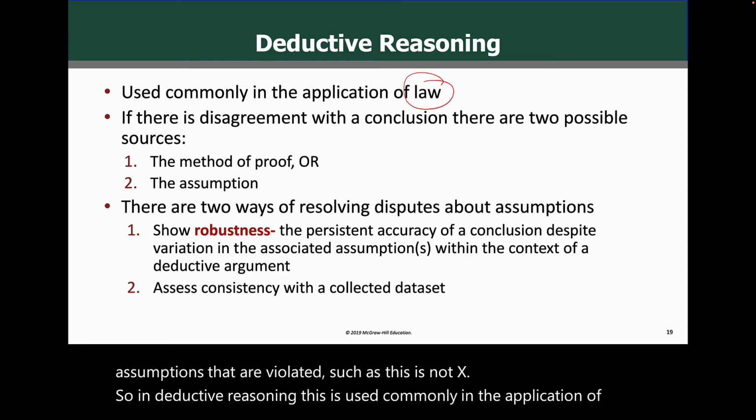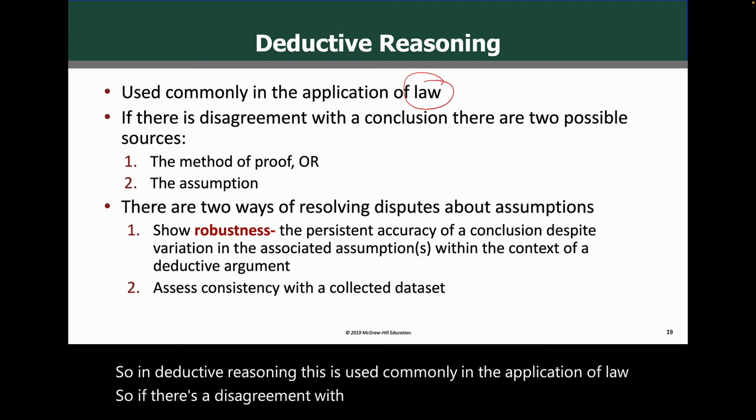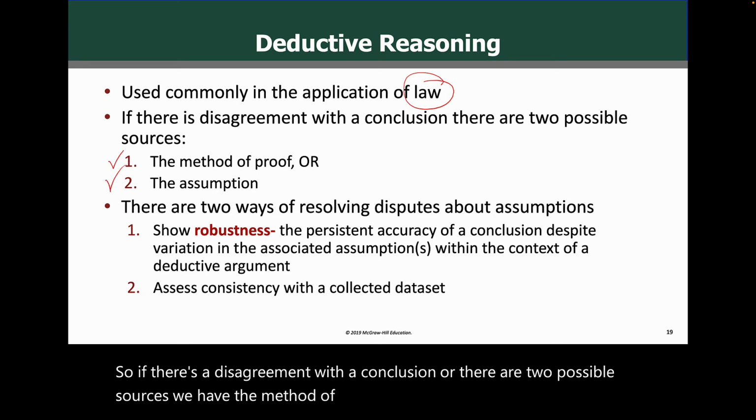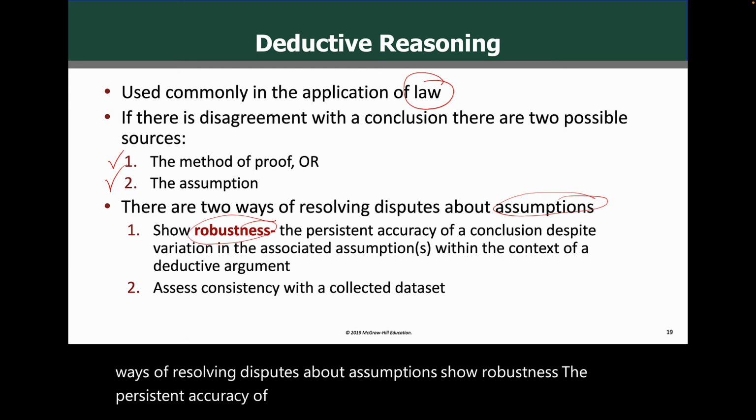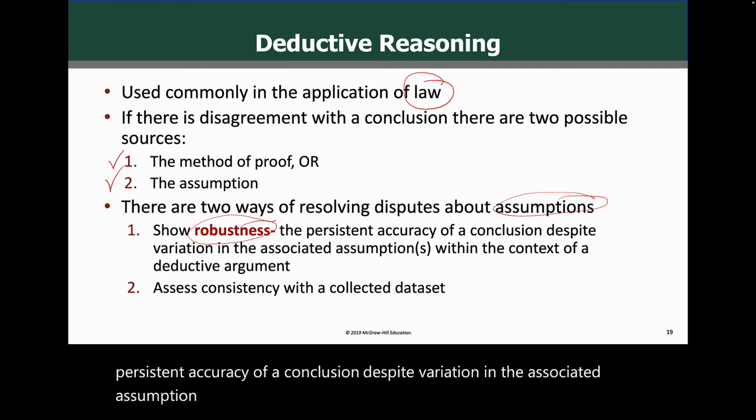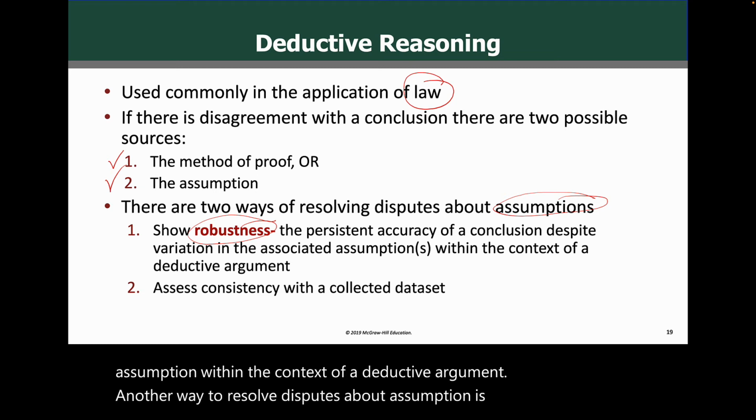So if there's a disagreement with a conclusion, or there are two possible sources, we have the method of proof or the assumption. And there are two ways of resolving disputes about assumptions. Show robustness, the persistent accuracy of a conclusion despite variation in the associated assumption within the context of a deductive argument. Another way to resolve disputes about assumptions is to assess consistency within a collected data set.